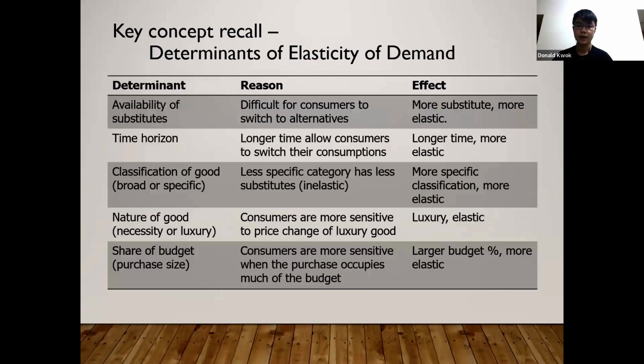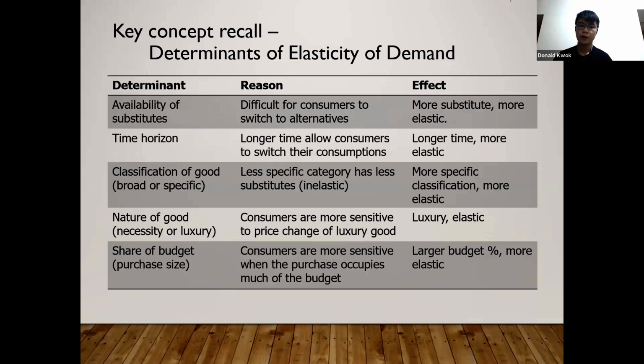Five points are listed here. The first one is availability of substitutes. It's intuitive. If there are more substitutes that you can choose from, then it's easier for you to shift away to consume the alternatives or the substitutes instead. So with more substitutes, there's more flexibility to adjust your consumption, so more elastic demand. The second point is about time horizon. If you have longer time to adjust your consumption habit or your consumption pattern, then there will be more flexibility for you and hence more elastic demand.